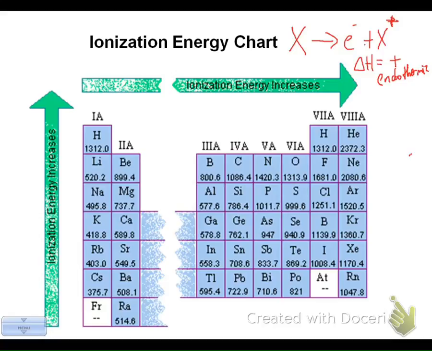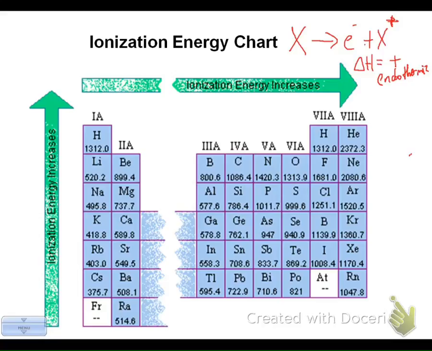But then as you go across a row from left to right, there is an increase in the ionization energy. It becomes harder to take electrons away as you go towards the noble gases. And I think that probably makes intuitive sense for you. But then again, we'll talk about why in a second.